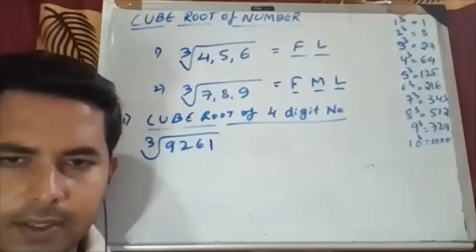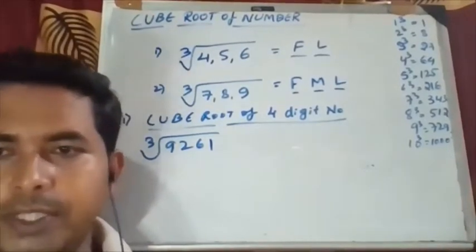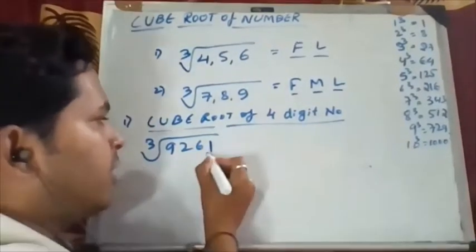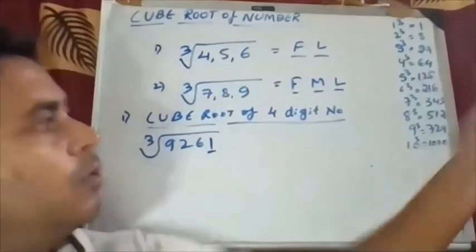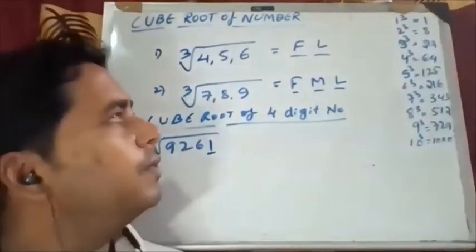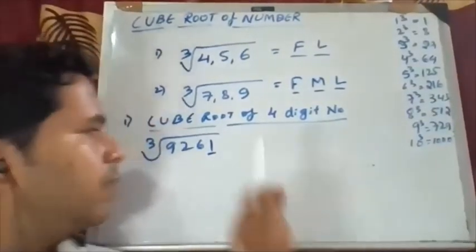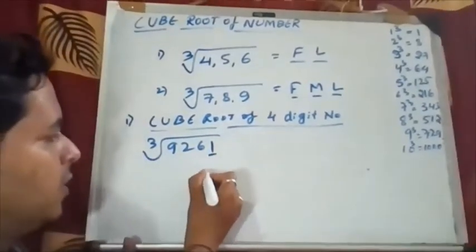Okay, so here 9261, as I said, first you have to see the unit digit. So here is the unit digit. Now check which cube value has a unit digit. So here if you see from all the values, only one is a cube value which has a unit digit 1. So your corresponding unit digit will be a 1.